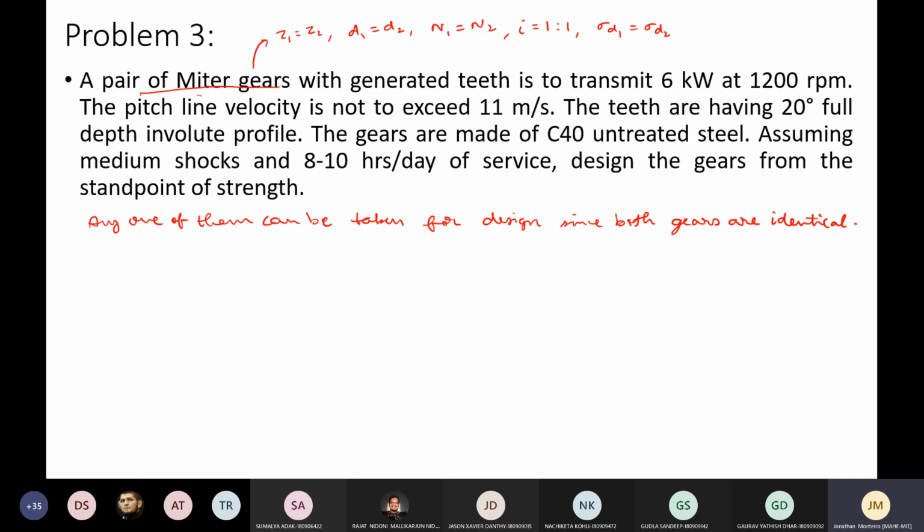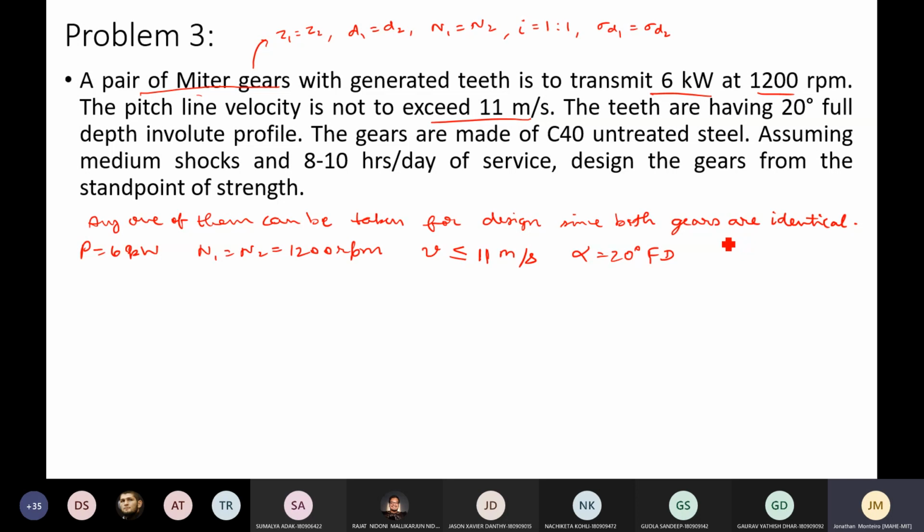Okay, what about transmission? 6 kilowatts. So let us write down those values. 6 kilowatts, 1200 rpm. As mentioned, N1 and N2, whichever one you take, it is 1200. Pitch line velocity is not to exceed 11 meters per second. So what they are saying is V should be lesser than or equal to 11 meters per second. The teeth are having 20-degree full depth involute. So alpha is 20-degree full depth involute. Gears are made of C40 untreated steel.